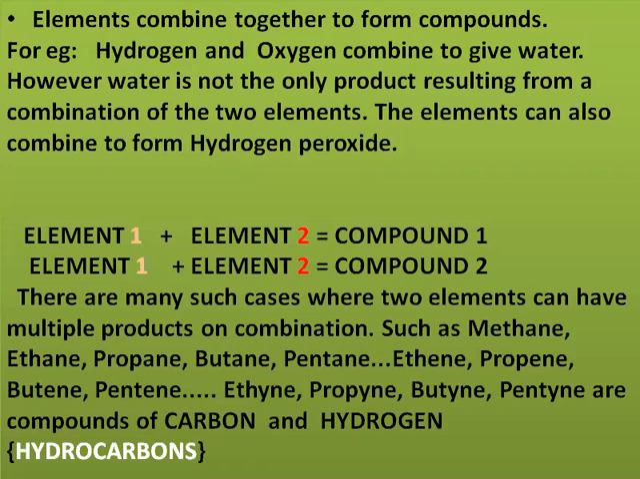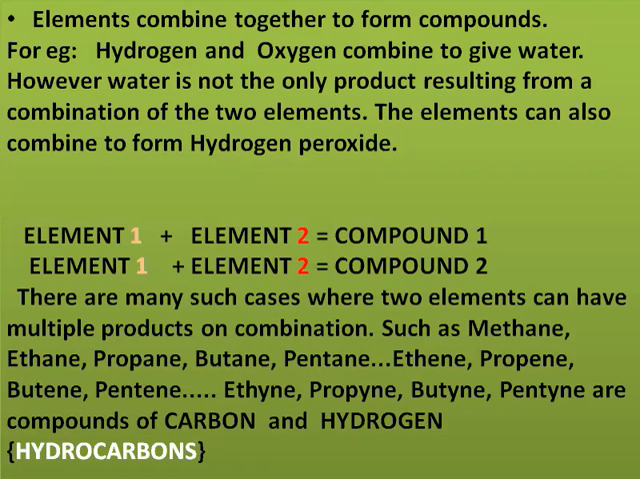So we can say by the third law, the law of variable proportion or law of multiple proportion, if element 1 combines with element 2, it gives compound 1. The same element 1 when it combines with element 2 can give compound 2. Here the ratio of atoms of the elements will change, and so will their masses.